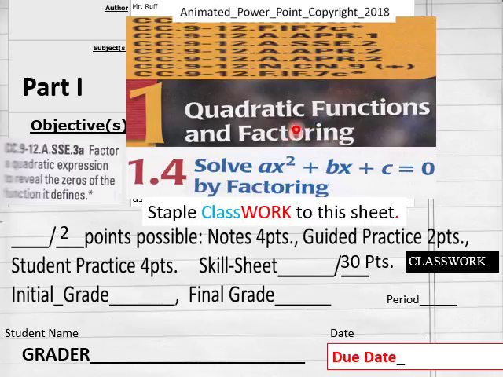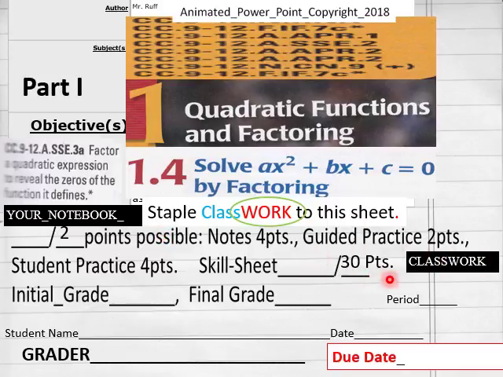1.4, quadratic functions and factoring. And we only got 2 points here of taking notes, and we got 30 points here for the classwork skill sheet at the end of part 1 here.